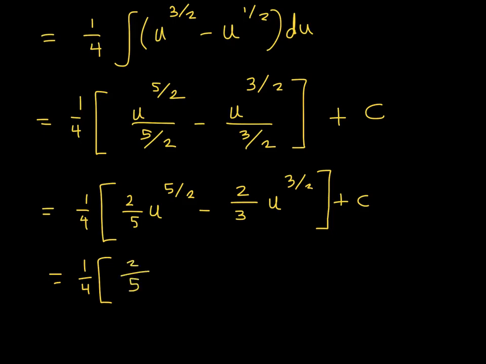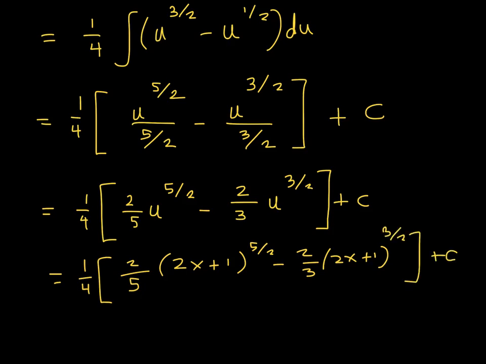Now remember what we let u be. We said let u be 2x plus 1. So this is 2x plus 1 raised to the 5/2 minus 2/3 times 2x plus 1 raised to the 3/2 and then plus c.